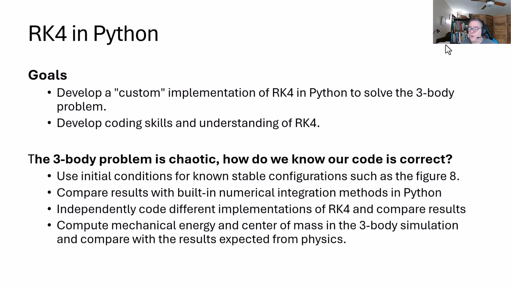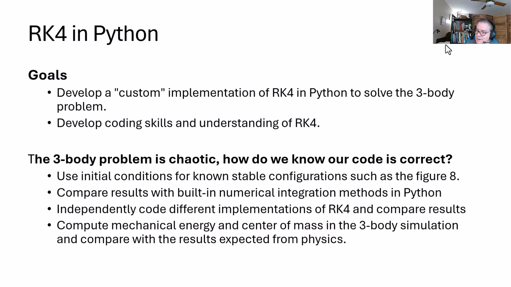It was the goal of this project, this work that I did with Alexis, to develop a custom implementation of RK4 in Python to solve the three-body problem. And we did that to develop our coding skills and our understanding of RK4. But the three-body problem is chaotic in general. So how do we know that our code is even correct?